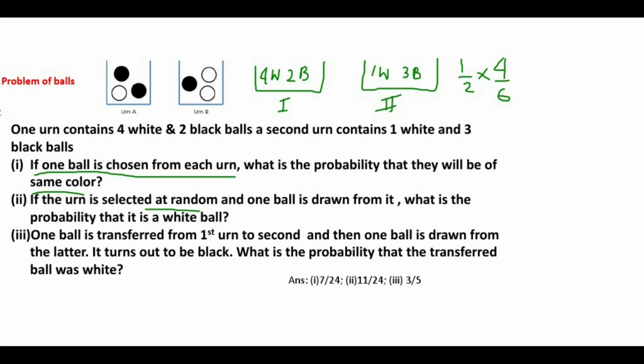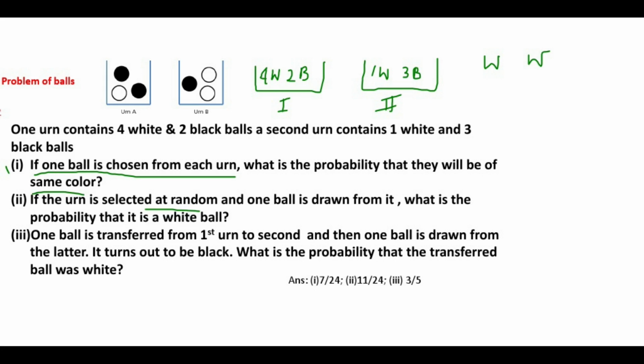Okay, one ball is chosen from each urn. What is the probability that they will be of the same color? Okay, so which one are we doing? I'm sorry, the first one, right? So one ball is chosen from each urn. What is the probability that they will be of the same color? They will be of the same color means what? They both can be white or they both can be black, right? So we are doing problem number 1.